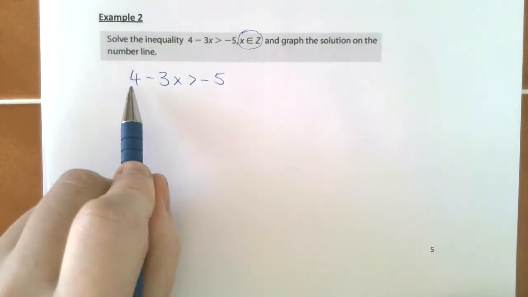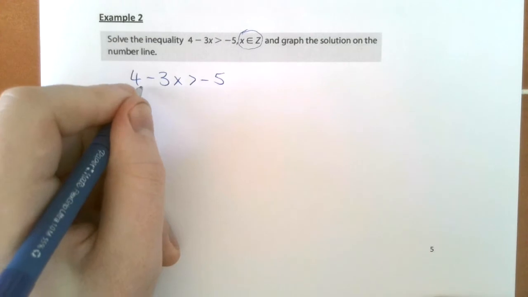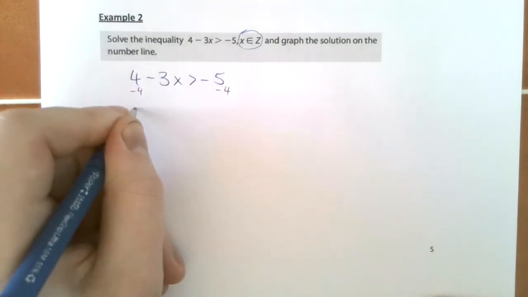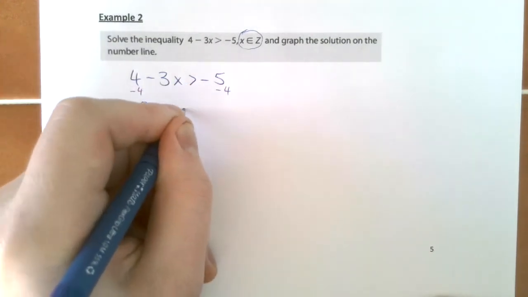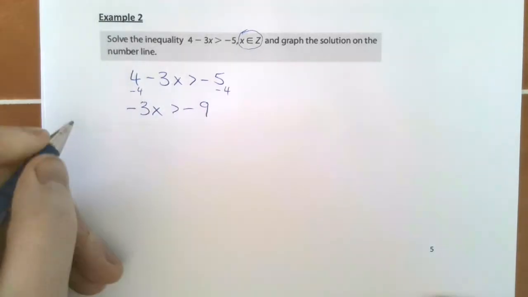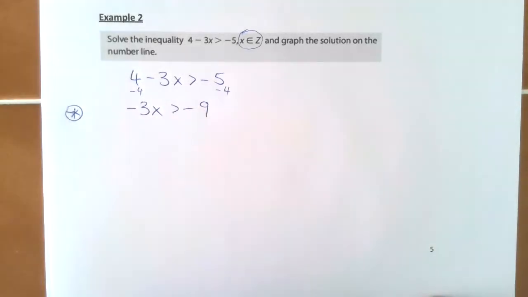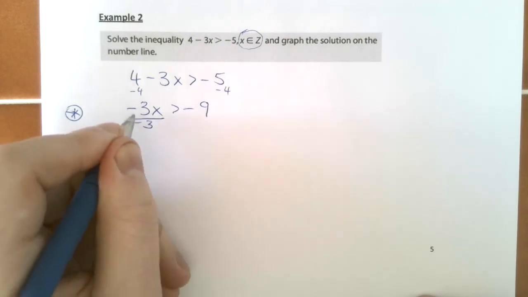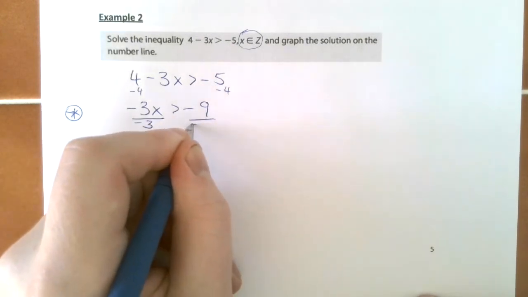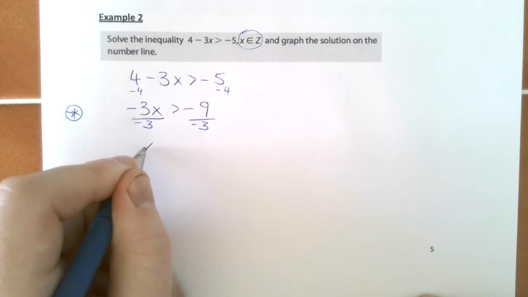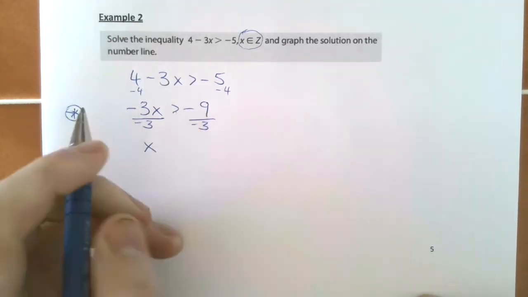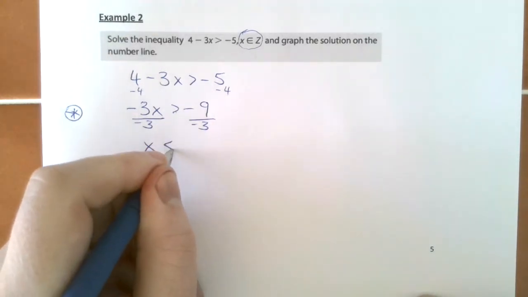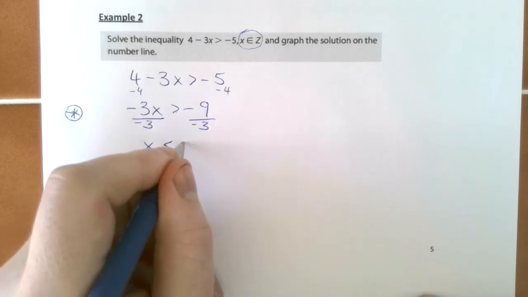So the first thing we need to do here is to target the 4, and we need to get rid of it by minusing 4 on both sides. So minus 3x is greater than minus 9. Now this is then a special case with inequalities. If I'm going to divide by a minus, if I'm going to change the sign in front of the x, I also need to flip the inequality sign in the middle. So instead of being greater than, it's now going to become less than, and it's going to become less than 3.